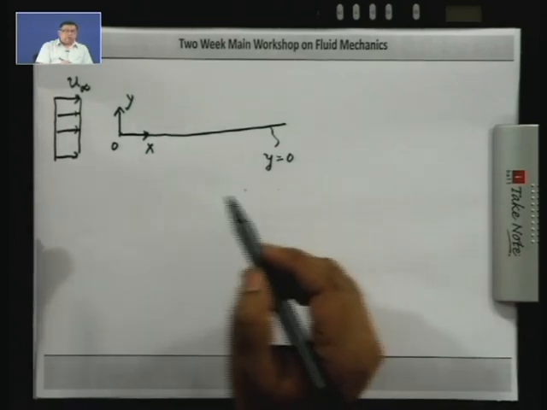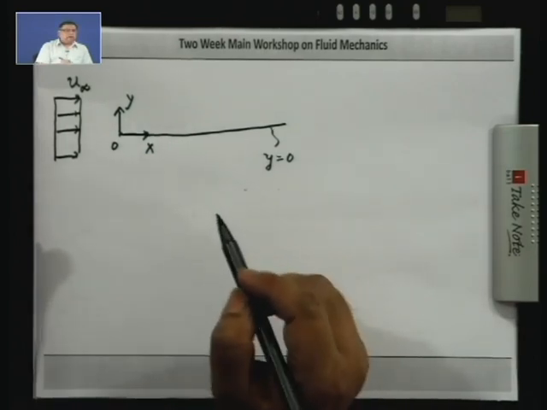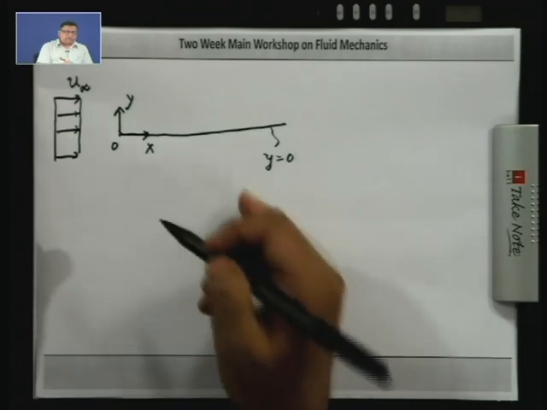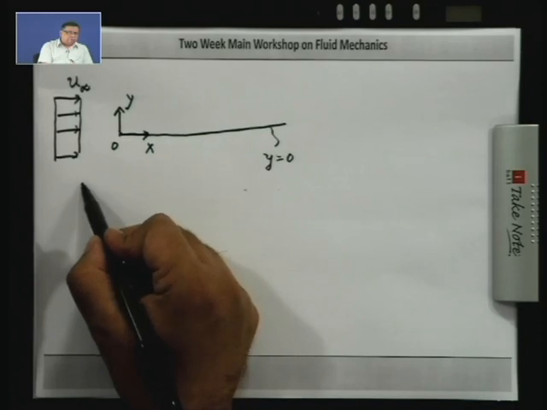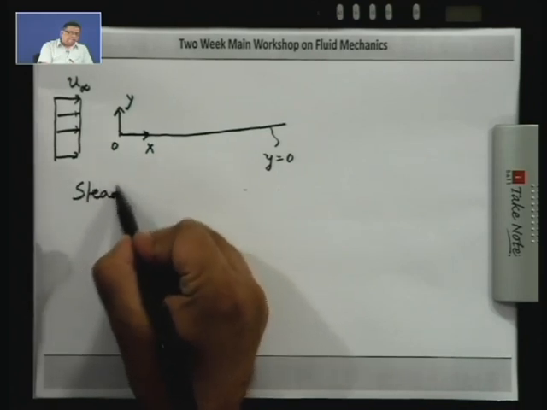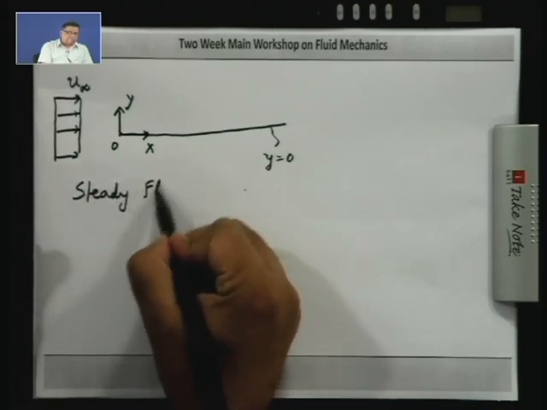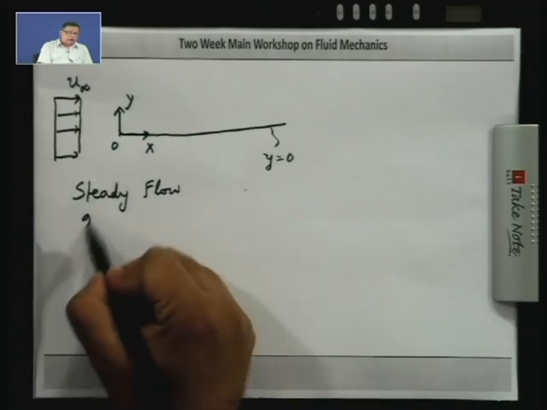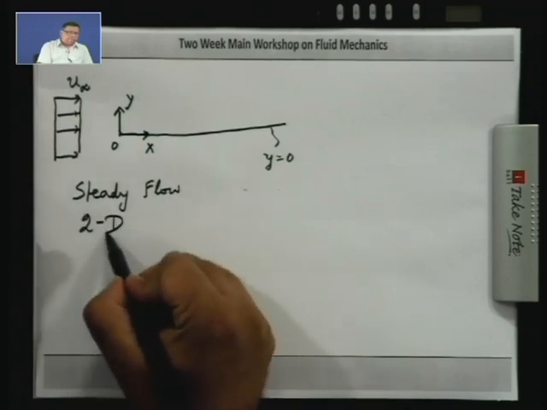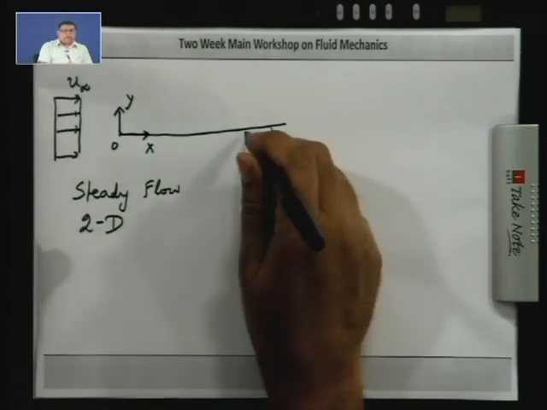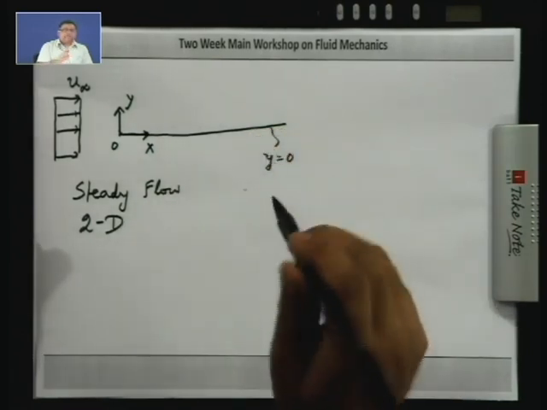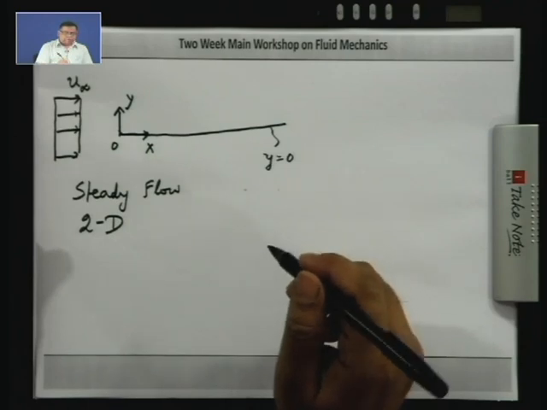Now, the governing equations have already been derived by Professor Chakraborty. So, I will simply write them down. We will consider a case where the flow is steady and 2D. Now, this will occur when the length of the plate in the z direction is very large, typically infinite.